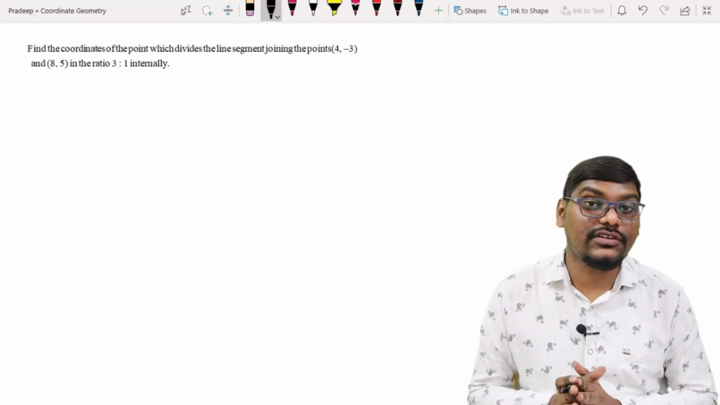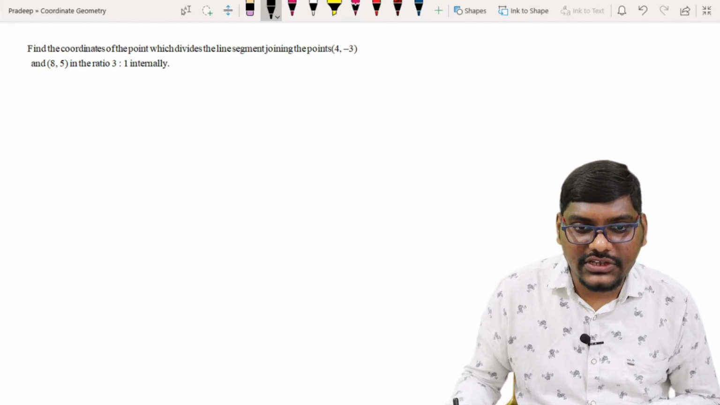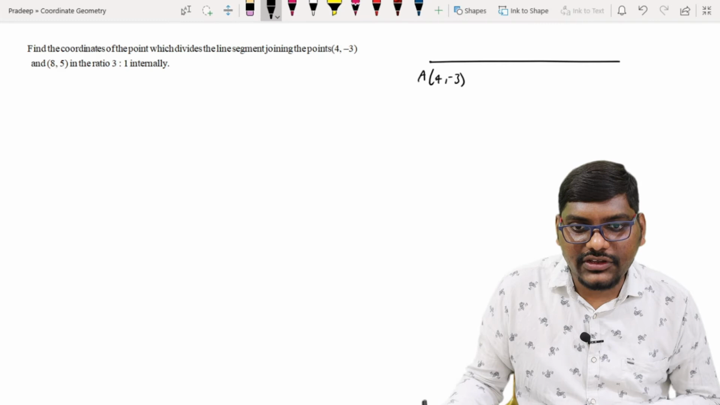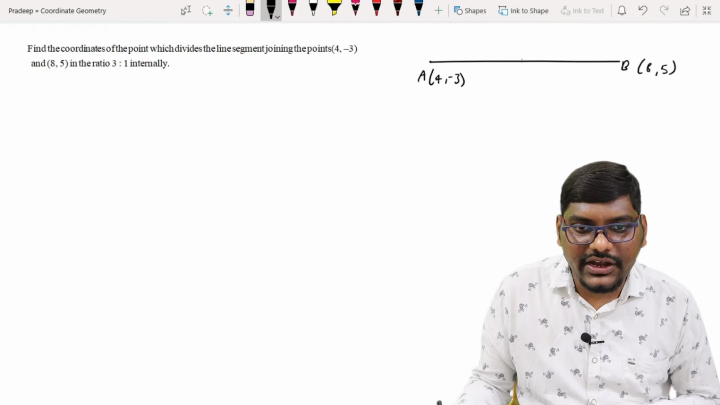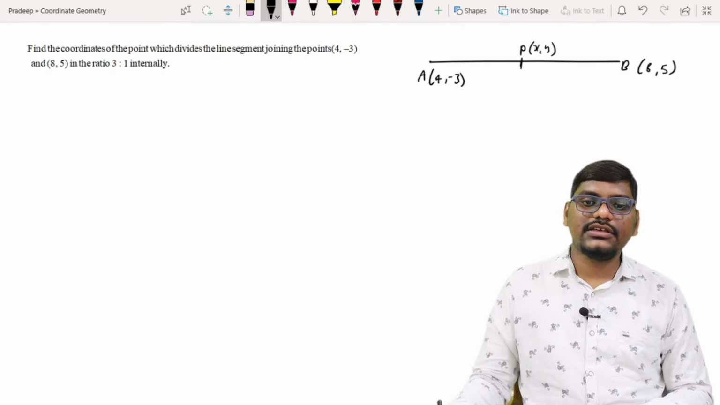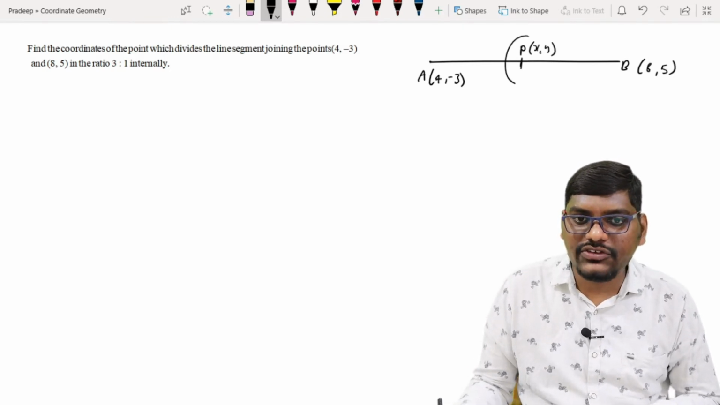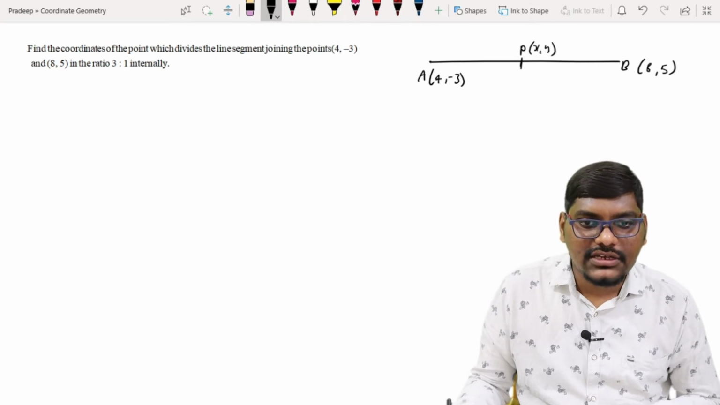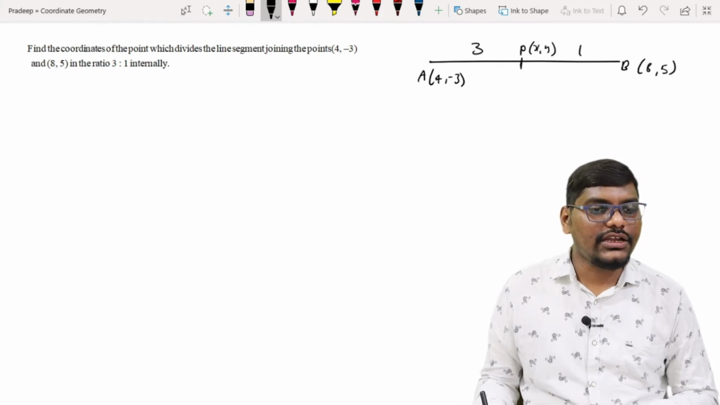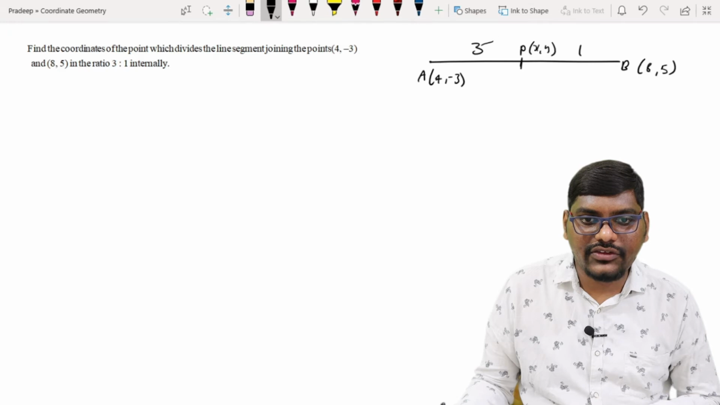The next thing which we are going to see is the section formula. Suppose there is a line like this. Let's say this is point A, the coordinates are 4 comma minus 3, and this is the other point B where the coordinates are 8 comma 5. Let's say it was divided at a certain point P. Those coordinates we don't know, that we have to find out, whereas the ratio is given, that the point divides the complete line into 2 parts in the ratio 3:1. So this ratio we will say as m1 and this ratio as m2.